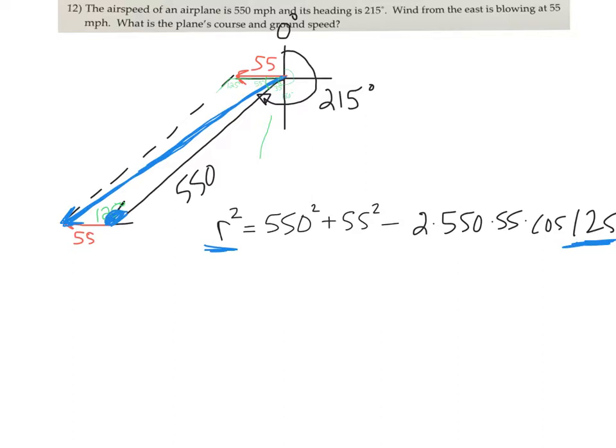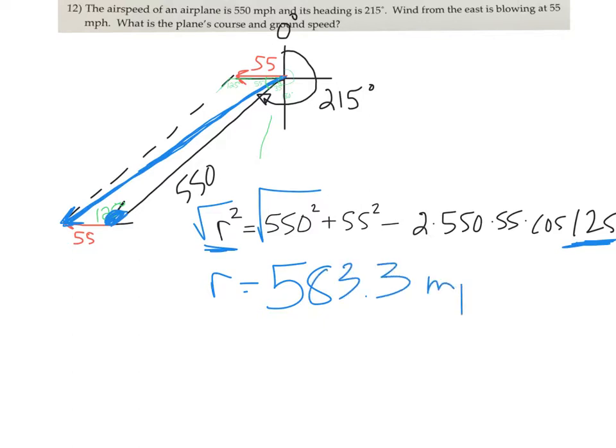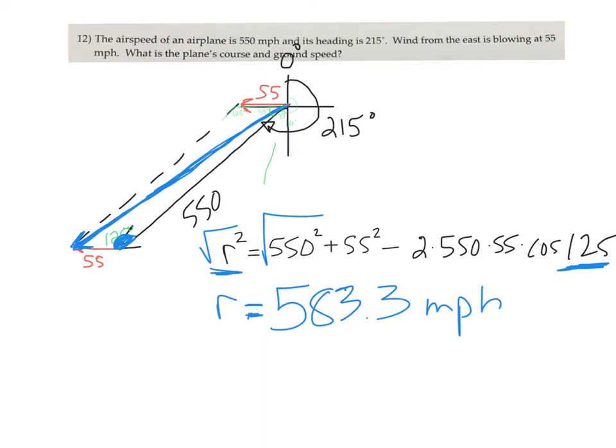Okay, so we put all this into your calculator, you take the square root of it, and you get out approximately 583.3 miles per hour. So that's the ground speed of the plane. That's what it looks like the plane is flying to somebody on the ground. So the next question is, what is the course?